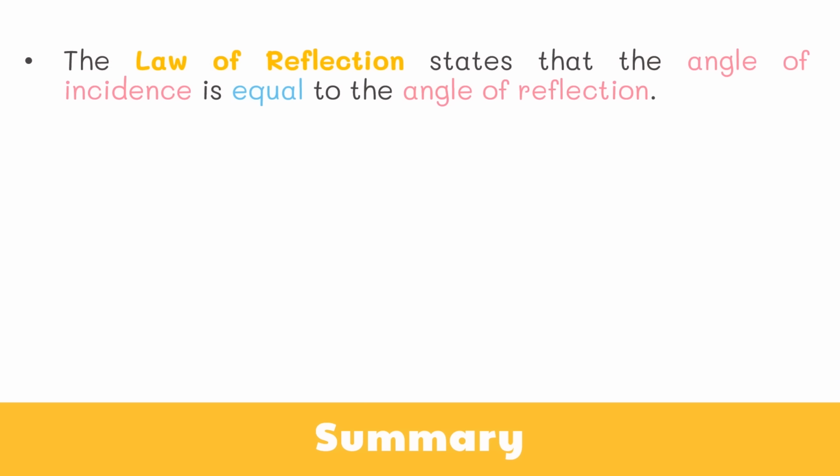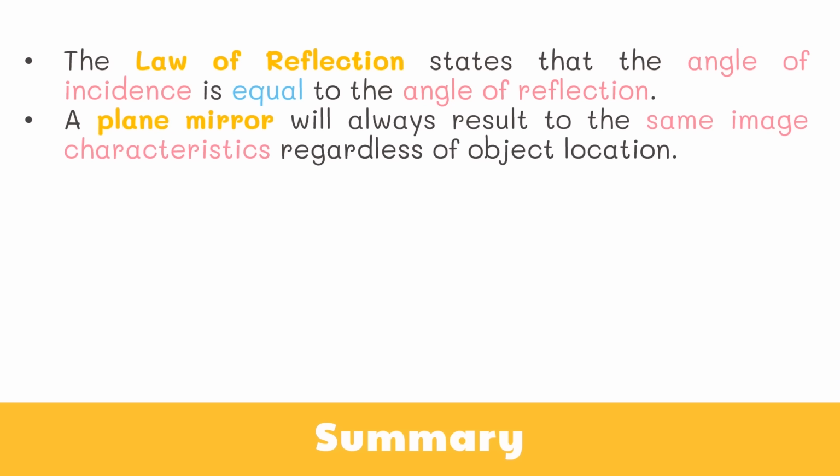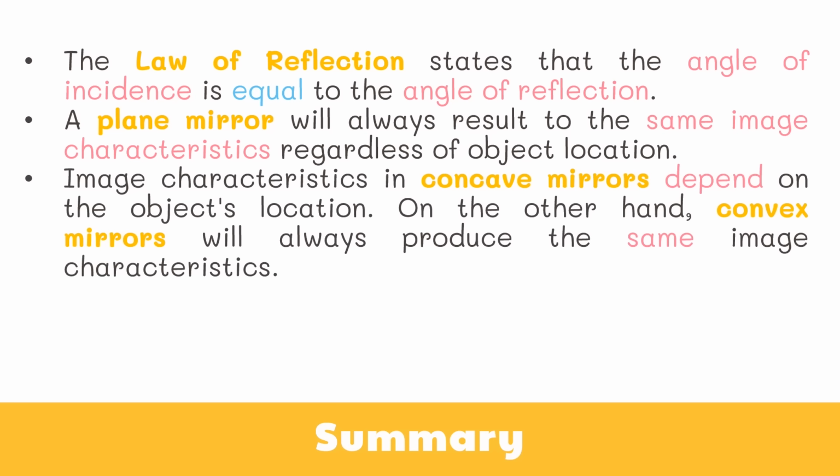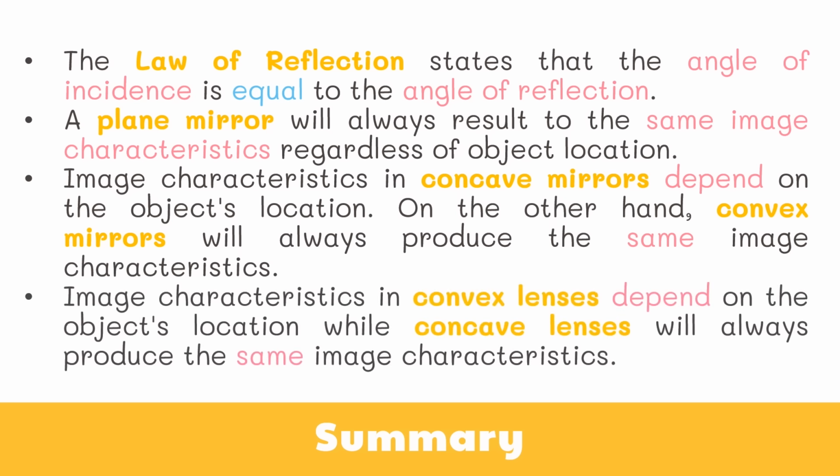Here's a quick recap. The law of reflection states that the angle of incidence is equal to the angle of reflection. A plane mirror will always result in the same image characteristics regardless of object location. Image characteristics in concave mirrors depend on the object's location. On the other hand, convex mirrors will always produce the same image characteristics. Image characteristics in convex lenses depend on the object's location, while concave lenses will always produce the same image characteristics.